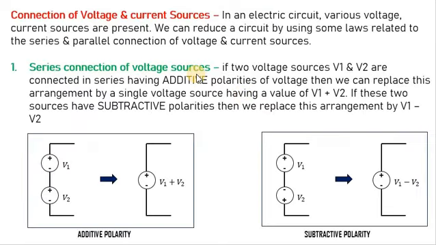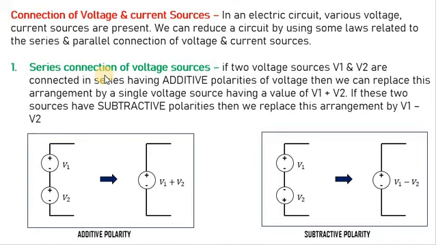Okay, so in an electric circuit, various voltage and current sources are present, and we reduce the circuit by using some laws related to the series and parallel connection of voltage and current sources. So basically with these combinations of series and parallel current and voltage sources, we try to reduce the circuit to its minimal form, so that the calculation can become easier for us.